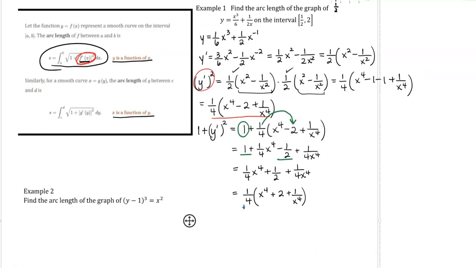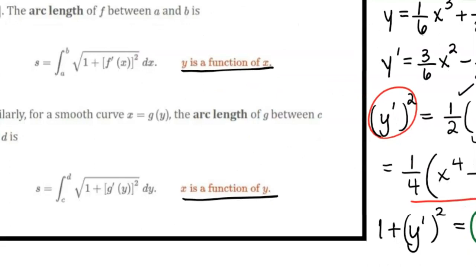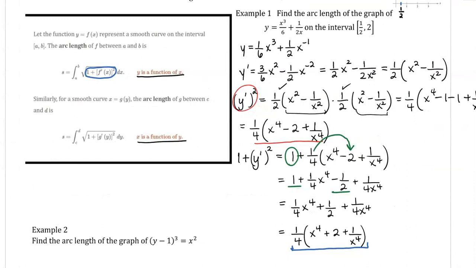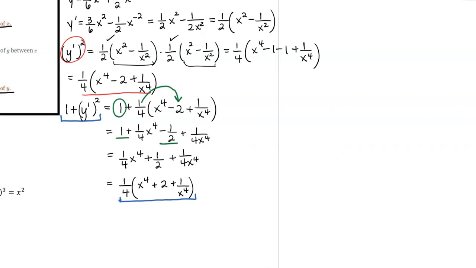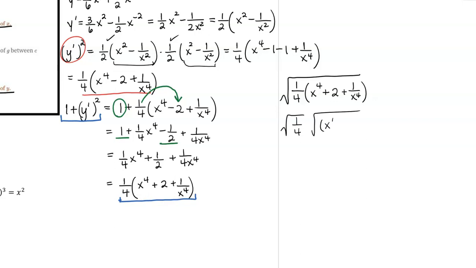So what we have here is now everything under the square root. It's everything under the square root because we have taken 1 plus the derivative squared. So now let's look at what the square root of that expression is. I'm going to go off to the side here. I'm going to be taking the square root of 1/4 x to the 4th plus 2 plus 1/x to the 4th. Let's go ahead and just break that up into the square root of the 1/4 and then the square root of everything else.